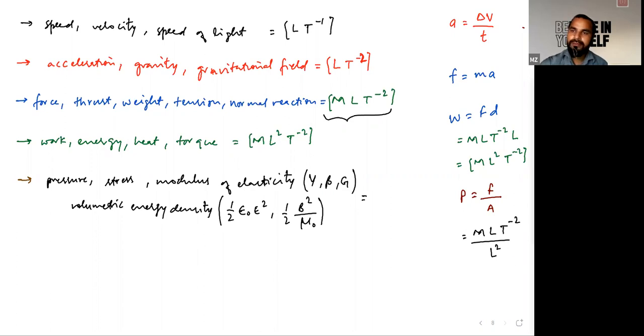Now we have L in the numerator and L in the denominator. If the bases are the same and they are in division, their powers are subtracted. So it will be M, L to the power 1 minus 2 which becomes -1, and T raised to the power -2. Is it clear to everyone? So the dimension formula of pressure is ML^-1T^-2.